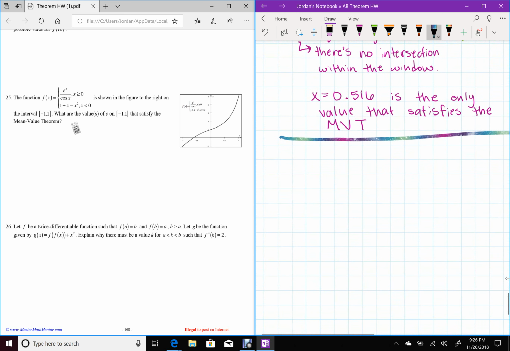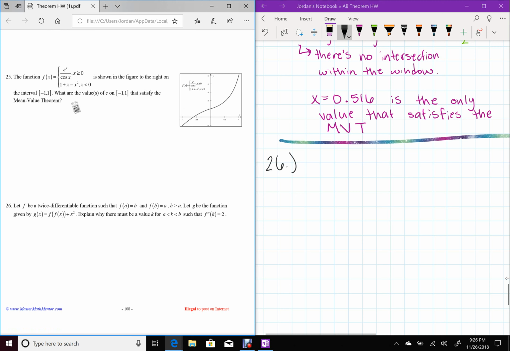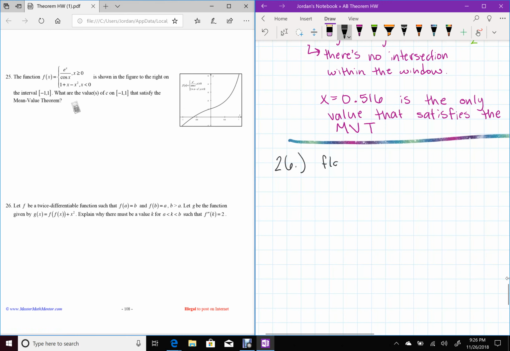Now, like I said, 26, I'm not going to be able to give you a complete solution to. I just don't have it right now. And the reason why is because, based on the information they gave us, they told us that f of a equals b, f of b equals a, and b is greater than a, right? I don't know why it's telling us g, but this information right here with b greater than a tells me that we have some graph that looks like this, right?